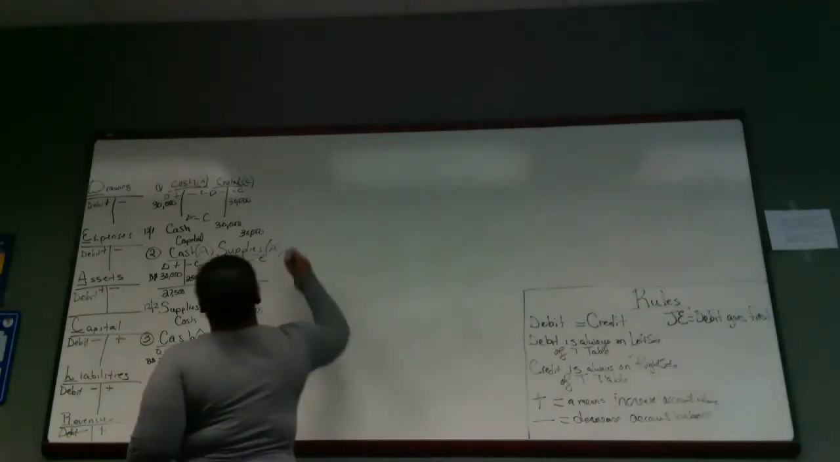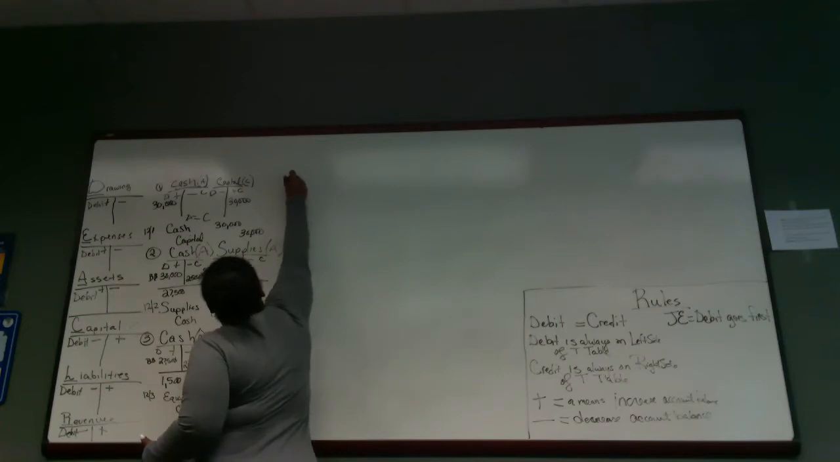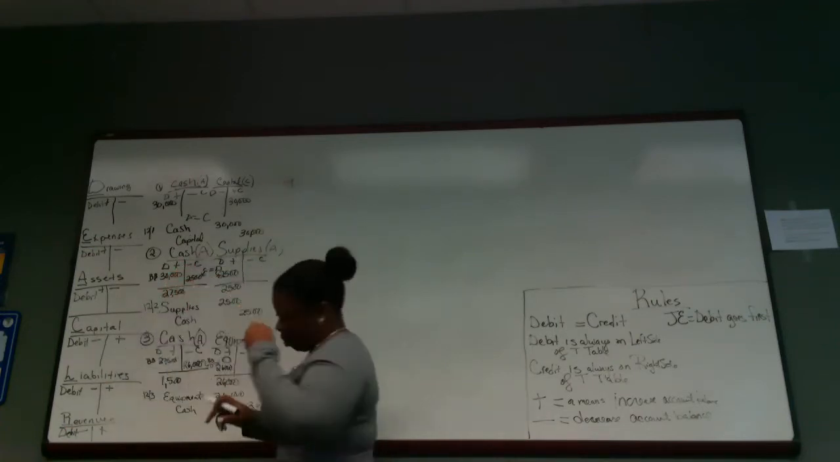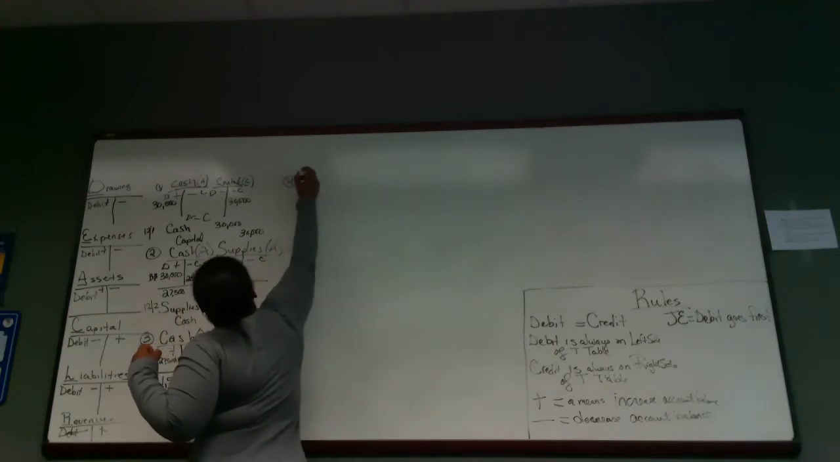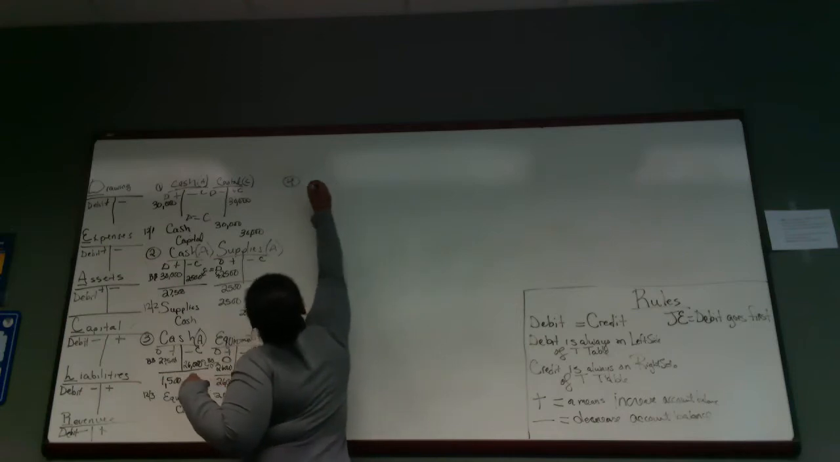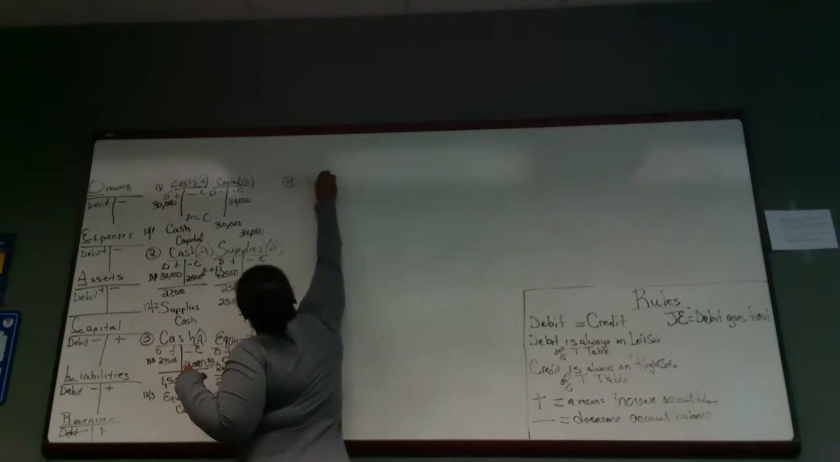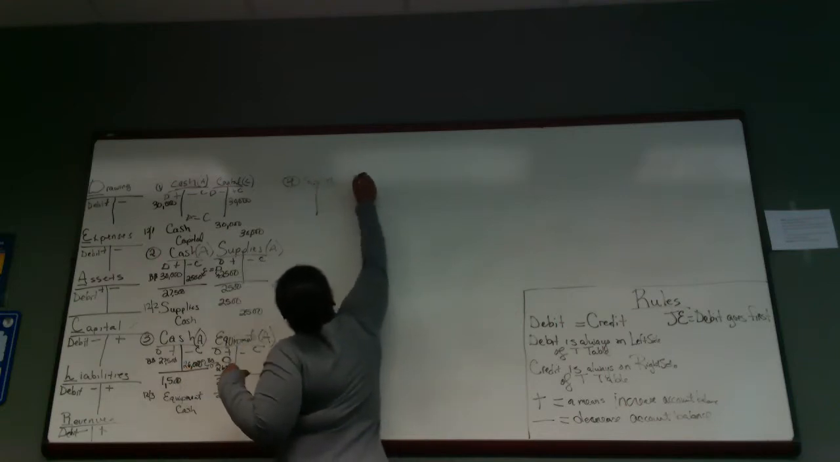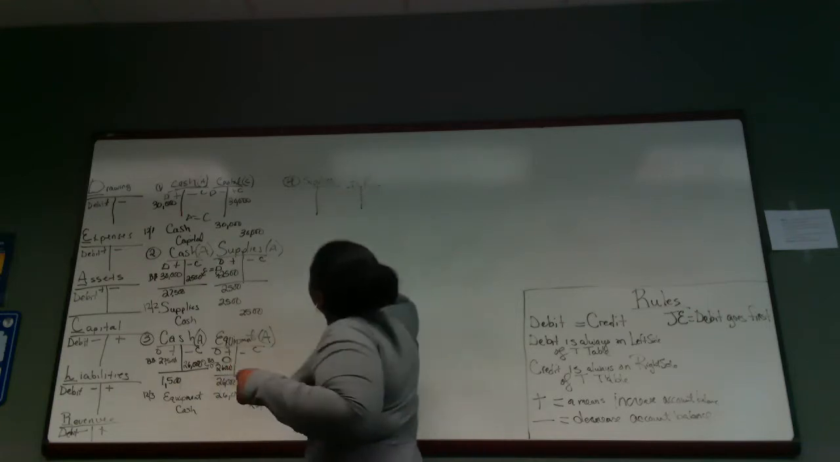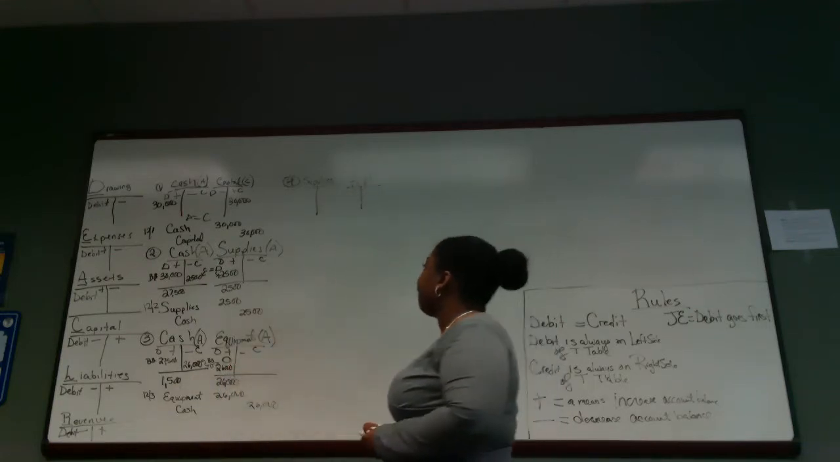All right. So the key here is trying to figure out, well, what are my T tables impacted? I'm going to use these. So what are my accounts impacted? Supplies and AP, because you owe somebody, right?